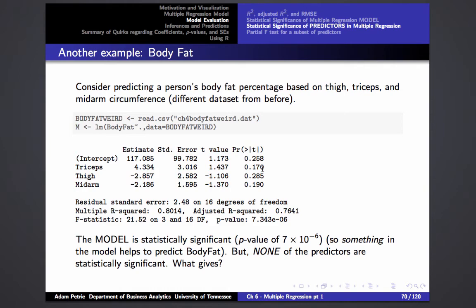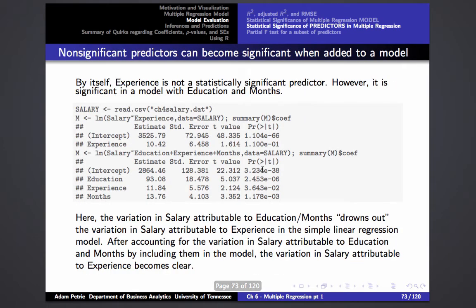So a predictor can be significant in a simple linear regression, but non-significant in the multiple regression when the amount of information it adds is not useful. It's redundant with the information already present in the other predictors. But the reverse can happen as well.